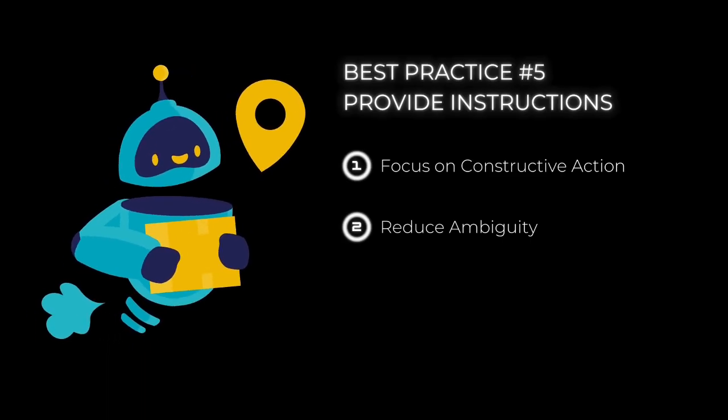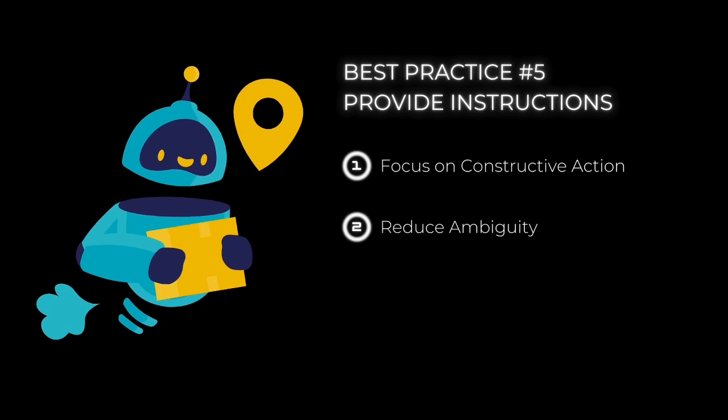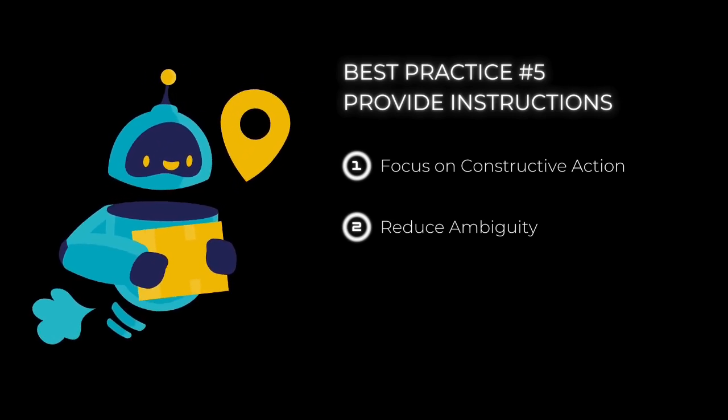I keep going back to this, but it's so important. By reducing ambiguity, by giving it context, by giving it details about you, your organization, what you're trying to do, and by being very specific on those instructions, just like you were asking one of your employees or a contractor to do a job, the more specific and the less ambiguity you give that task, the better your results are going to be.